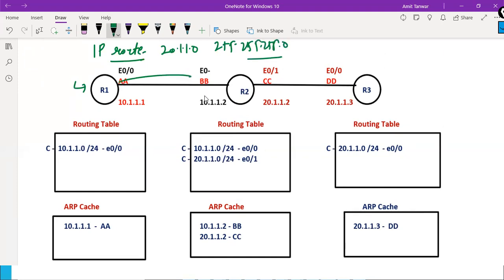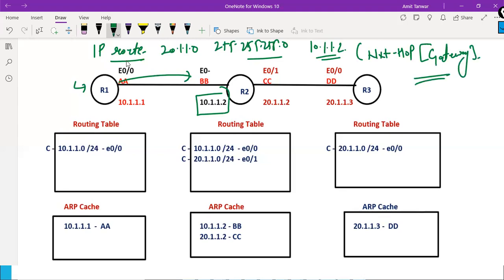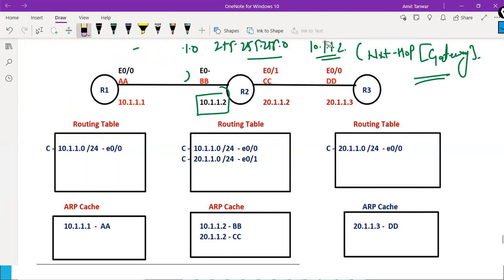In this direction, what is the next hop, guys? 10.1.1.2. So this is the next hop, or you can say kind of your gateway. This is the configuration. Once you use this command here, your routing table will be updated. So this is the entry we have to make.